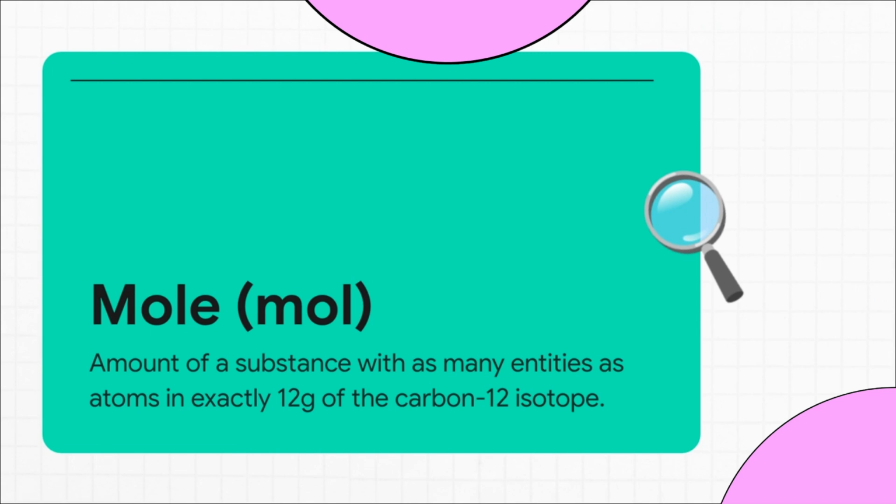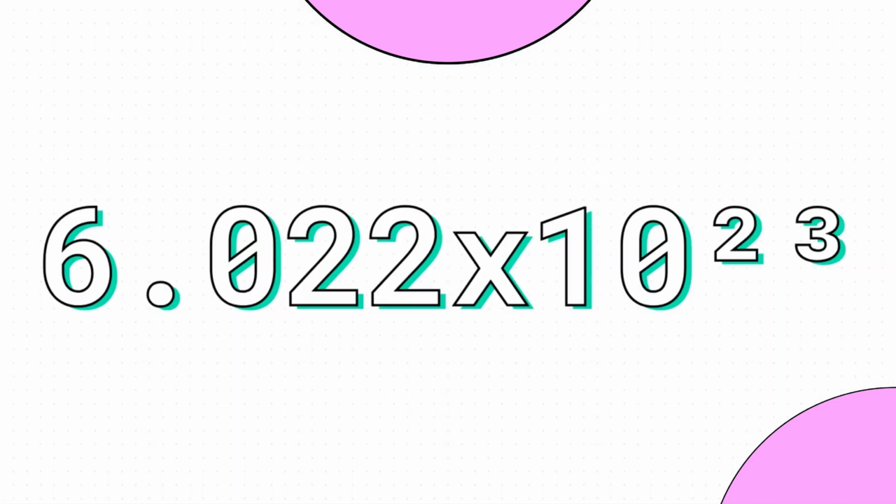Scientists just needed a reference point, so they picked something common and stable, carbon-12. And they basically said, let's take exactly 12 grams of this, figure out how many atoms are inside, and we'll call that massive number 1 mole. That's it. It's the bridge that connects the mass we can weigh in a lab to the atoms we can't see.